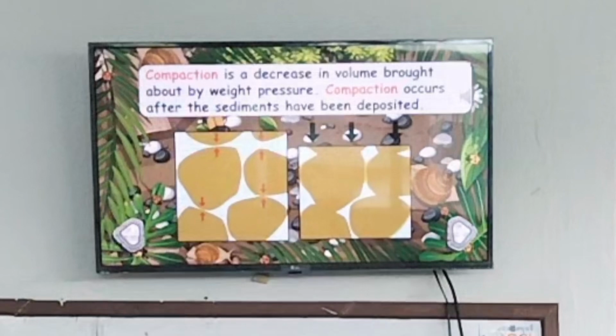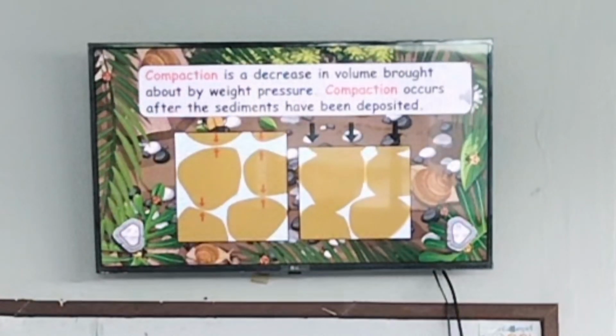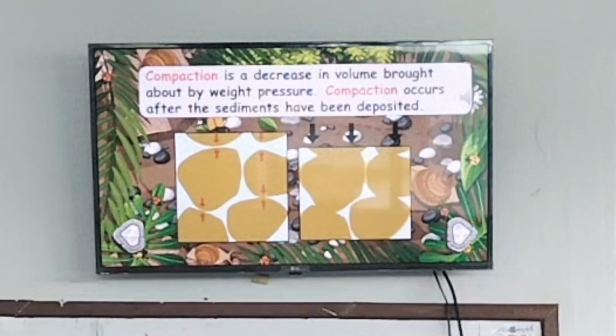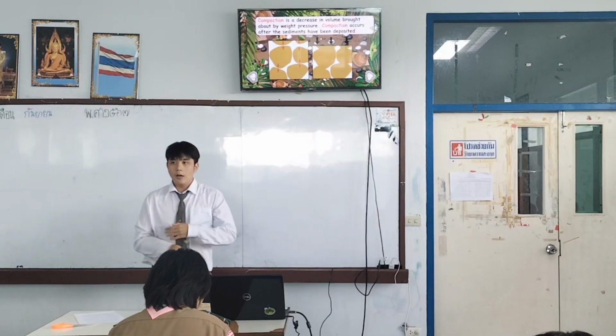Compaction is a decrease in volume brought about by weight pressure. Compaction occurs after the sediments have been deposited.